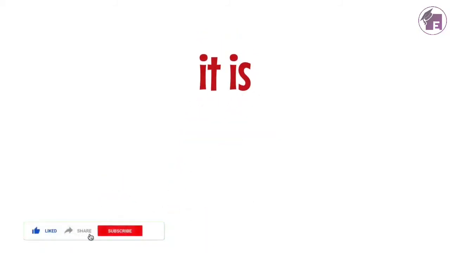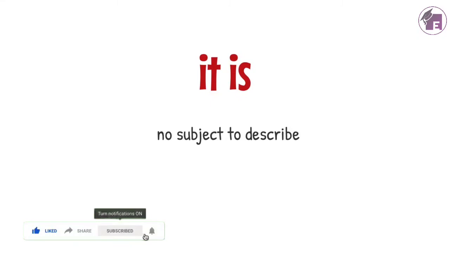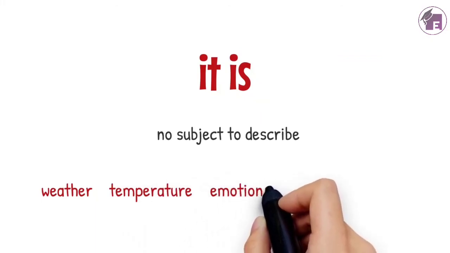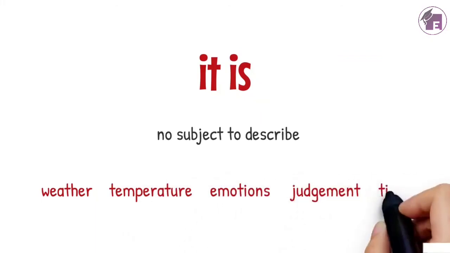To conclude, we use "it is" when we don't have any particular subject to describe. When we talk about weather, temperature, emotions, our judgment, or time.